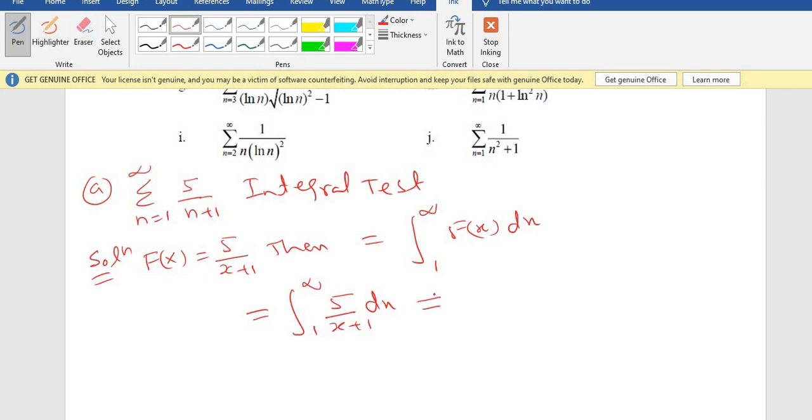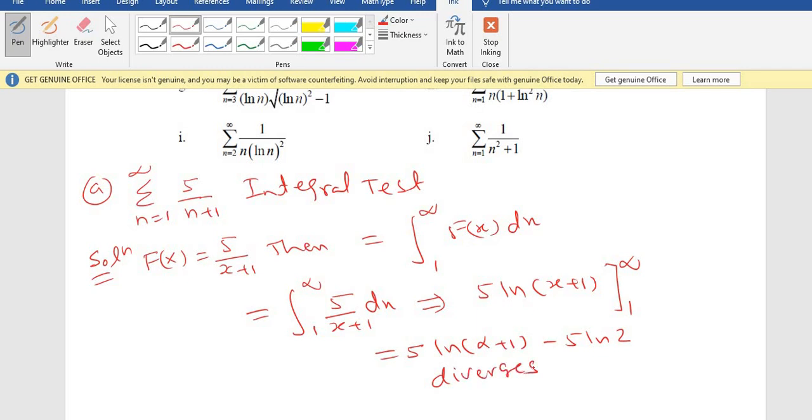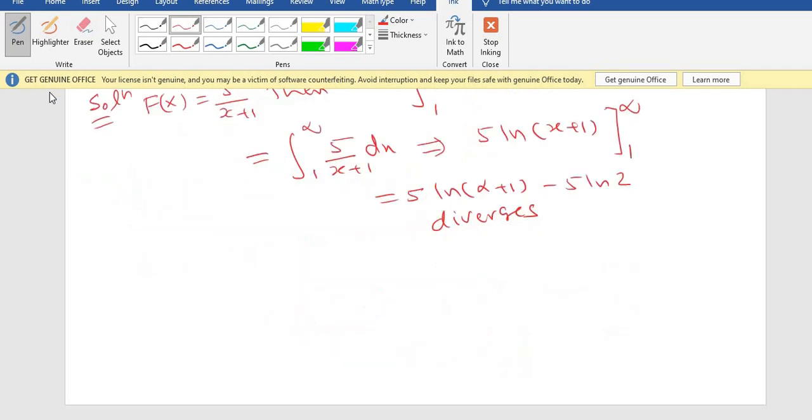So when you simplify it, it is 5 times ln of x plus 1, and use the limit. When you use the limit, it comes 5 ln of infinity plus 1 minus 5 ln of 2. Infinity plus 1 is undefined. That means this series diverges.